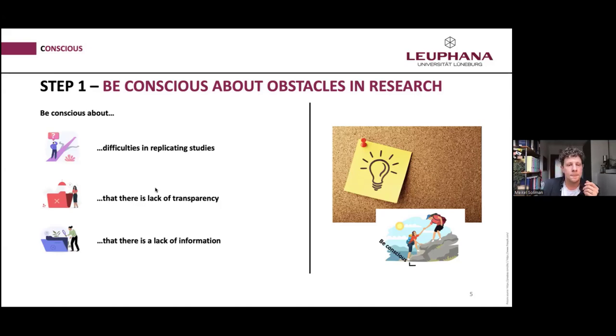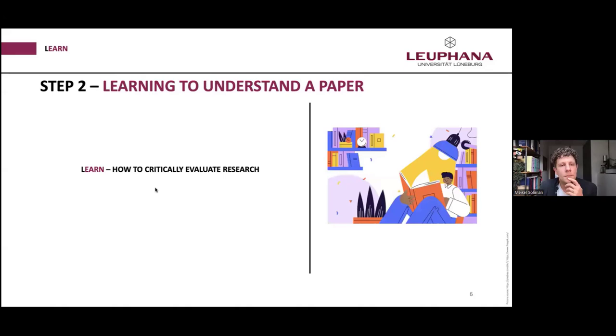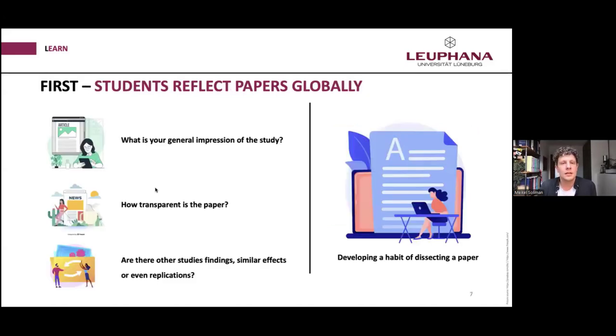So the first step would be to make students conscious about the fact that there is still some hardship around replicating studies. And once students are aware of that, it's quite useful for them to decide which study, when they have a study in front of them, is replicable and which is not. So I think they need to learn how to critically evaluate the research that they have in front of them.